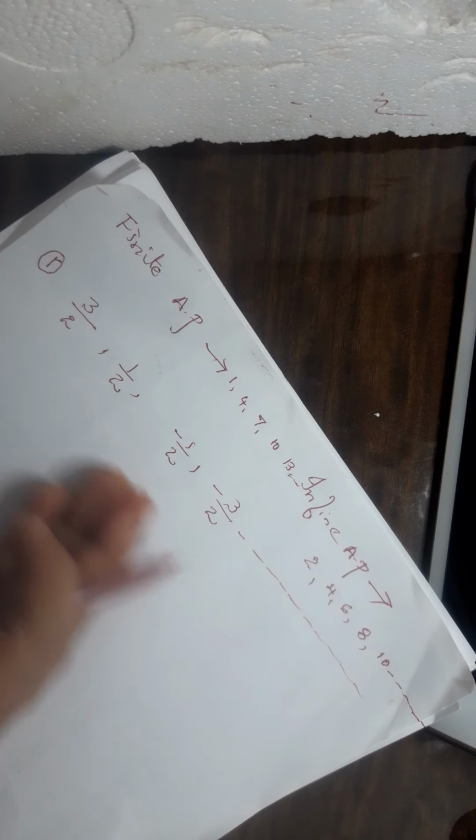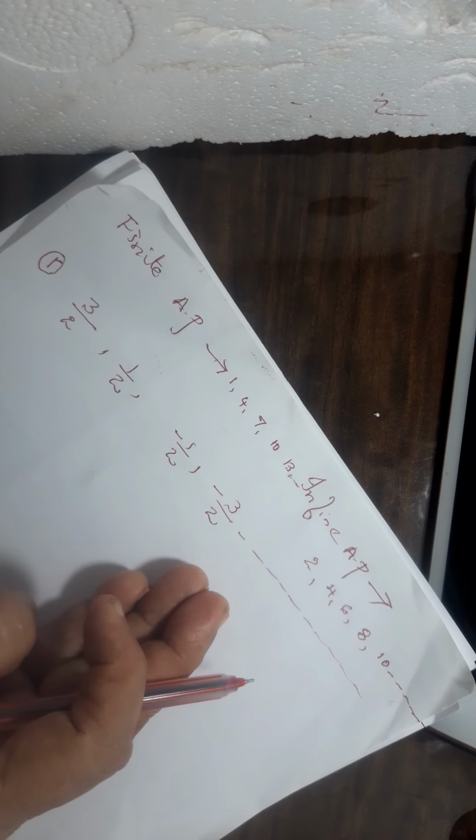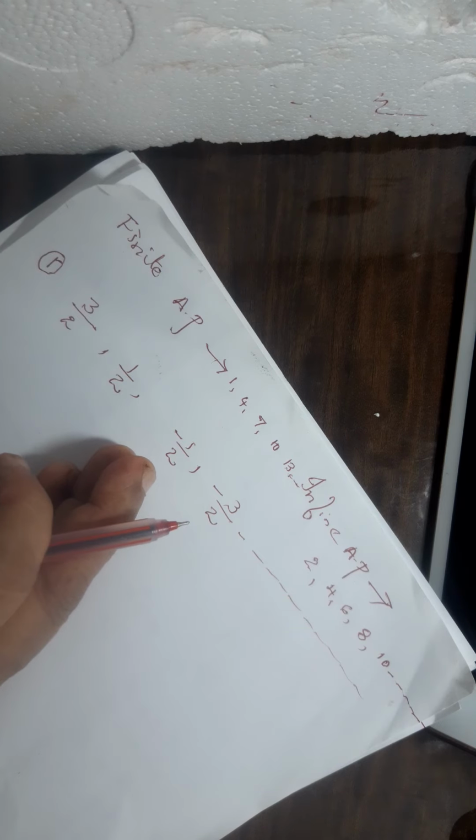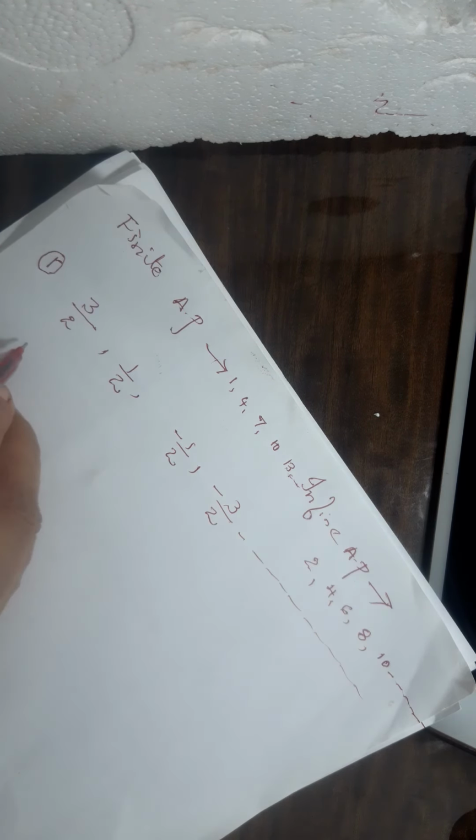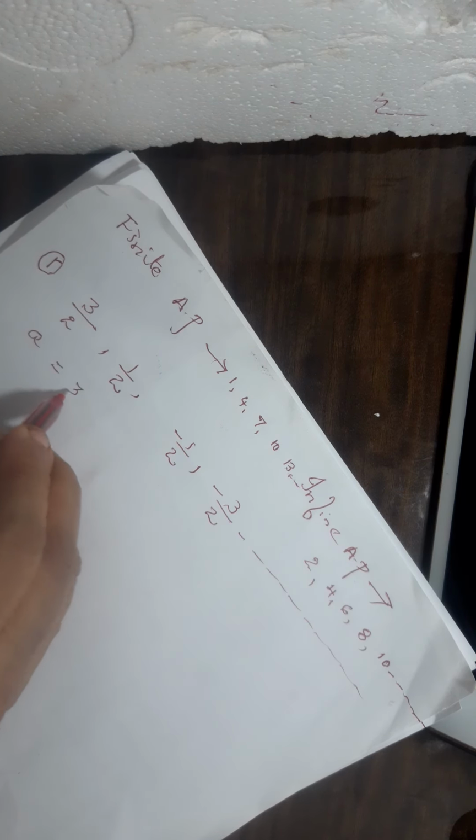They are just asking you, they have given this AP, it seems. What is the first term and what is the common difference? They are asking you in this very, very simple sum. So, naturally you will say the very first term is 3 by 2.